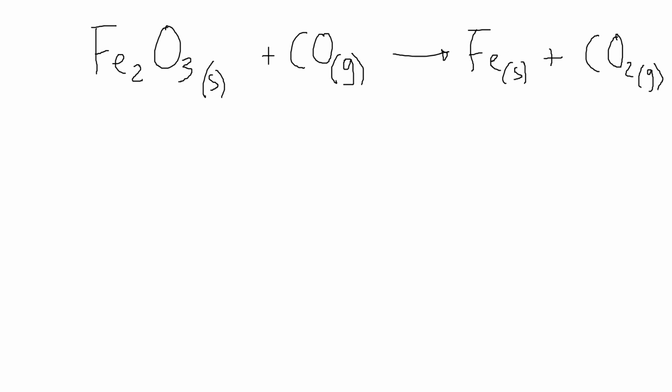Firstly, balance the equation. You'd need 3 lots of CO and 3 lots of CO2 and 2 lots of iron. But that doesn't really matter in terms of the oxidation numbers. But we need to be able to prove, and a typical exam question might be, prove that this is a redox reaction with reference to oxidation numbers.